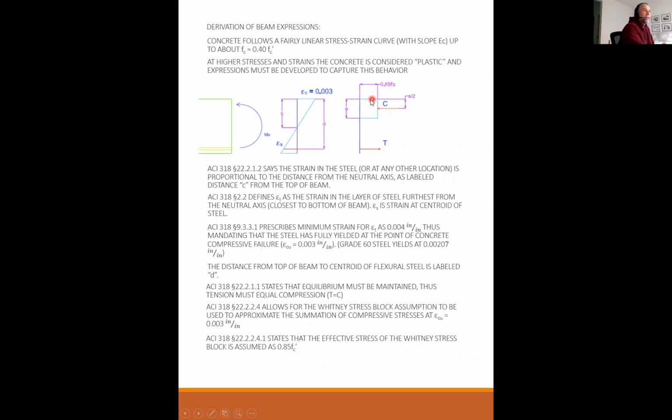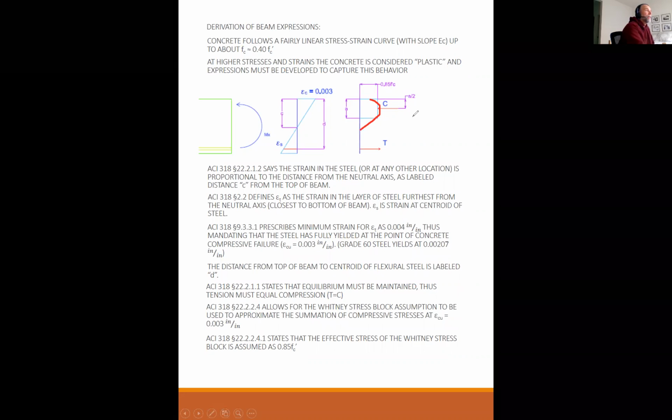So again, instead of the shape that we had last time, I can draw it on here, we had a shape that looked like this, and we were integrating this shape. Instead of that, we can use a very simple rectangular shape where the stress is equal to 0.85 f prime c.